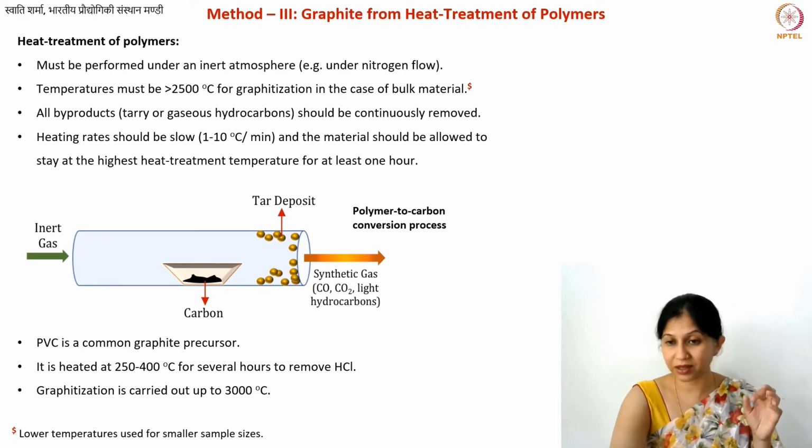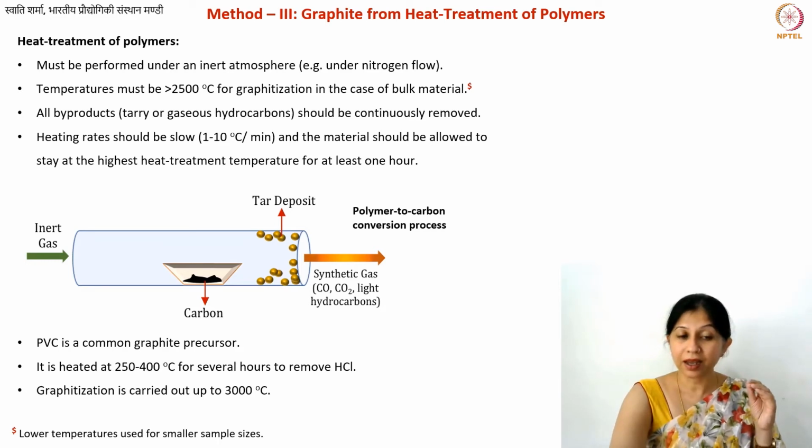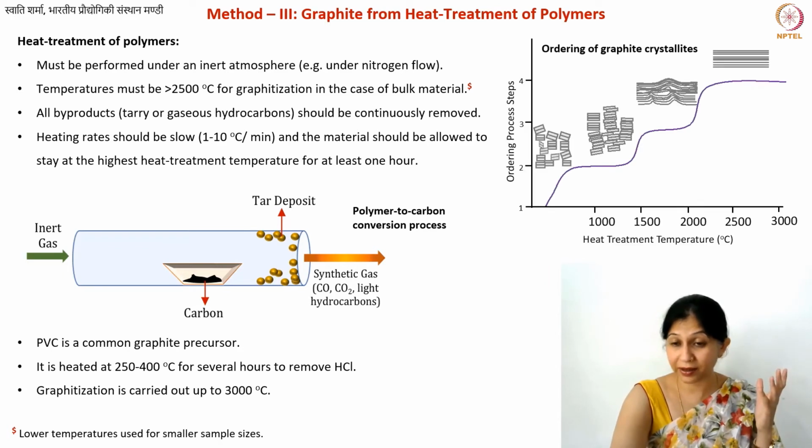which can then be processed in a similar way to how we processed coke. If you want to make certain shapes out of it, you can then heat it up to 3000 degrees in order to graphitize it, or in order to get the graphite.